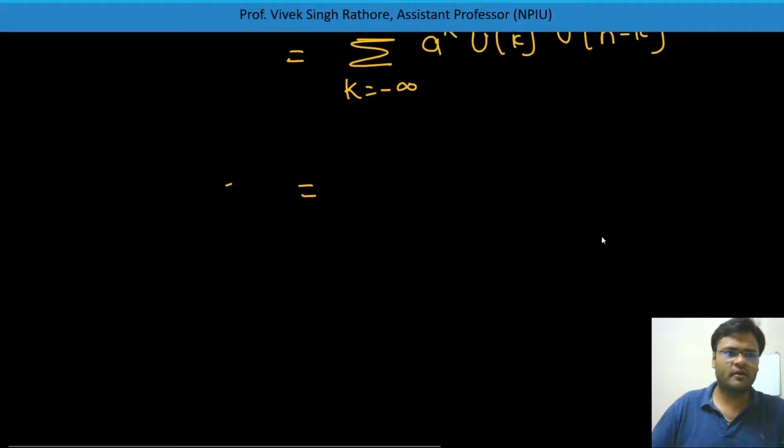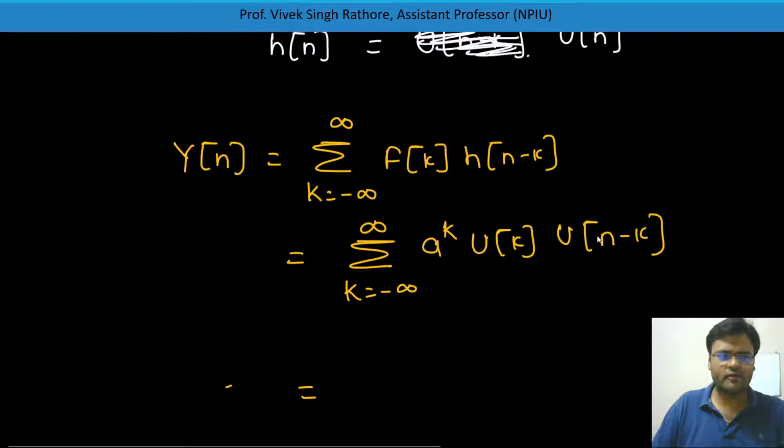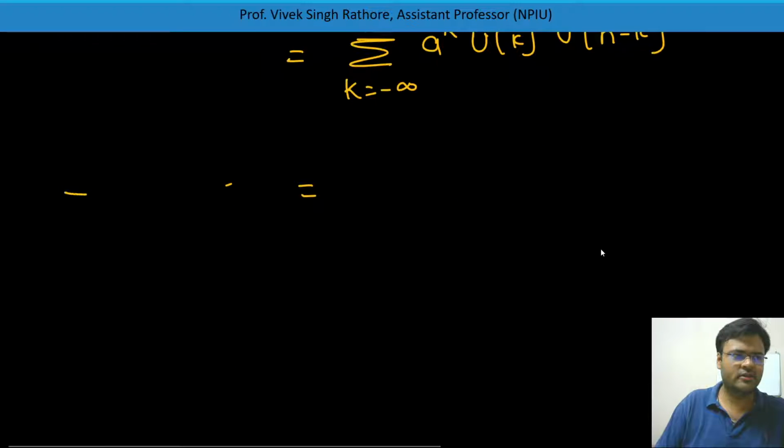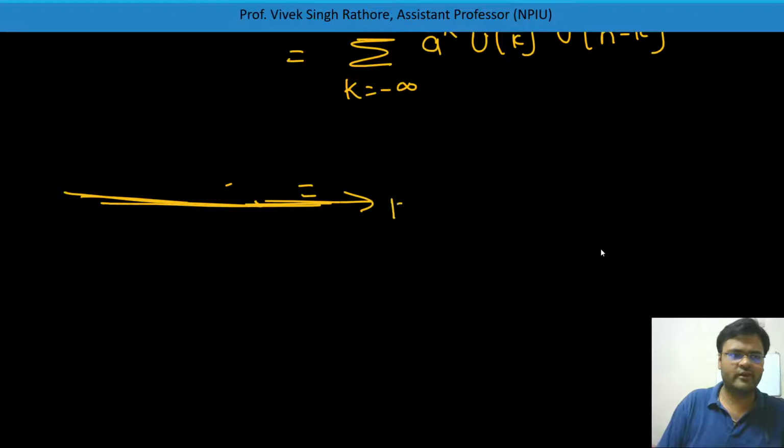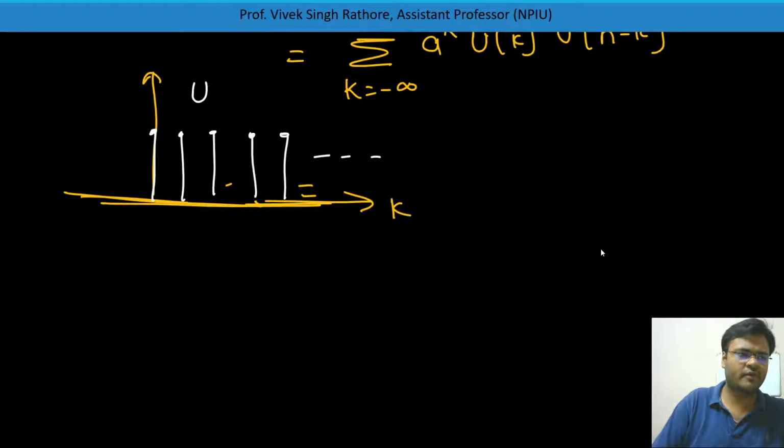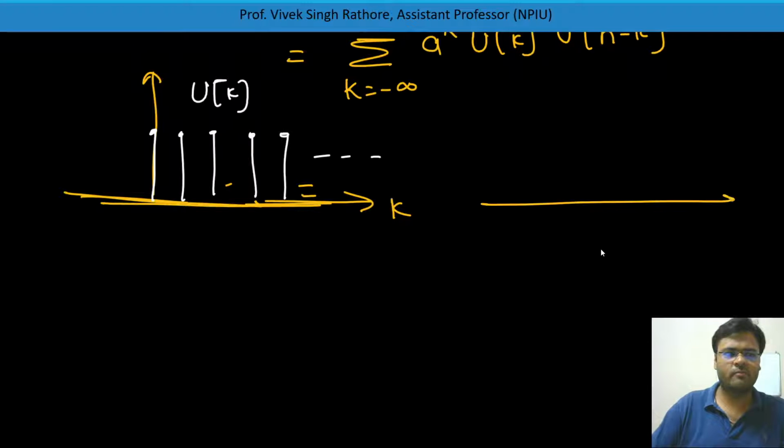We are going for k, and u of n minus k is there. u of k into u of n minus k, how will it come? See, when we are going for discrete, let's suppose this is the k domain, and we are plotting u of k. So u of k's values are like this only, and it will go on. This is u of k, okay, and u of n minus k, how will we plot? See, this is there and this is there.